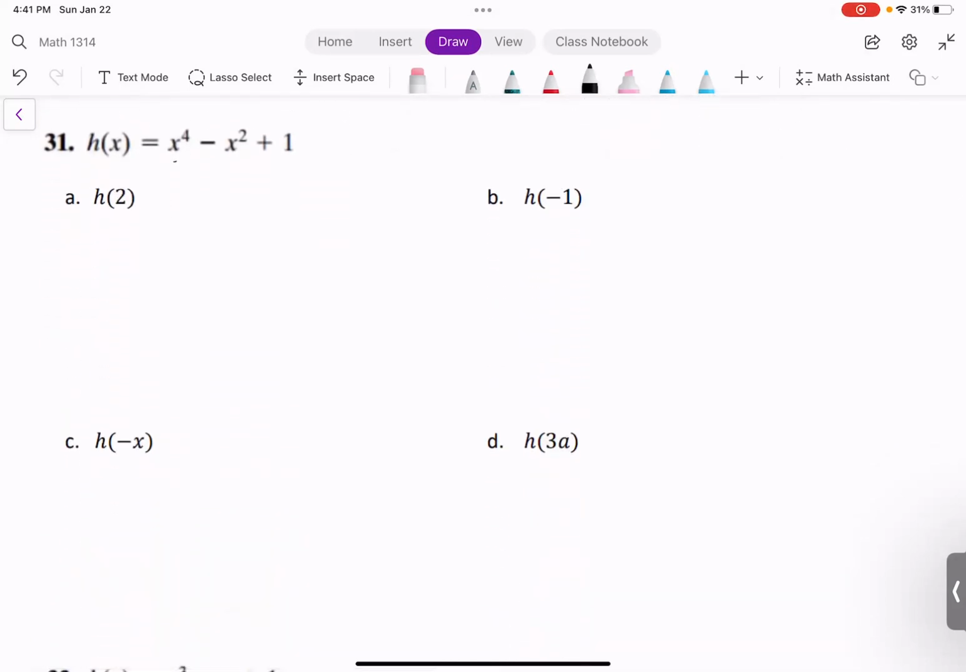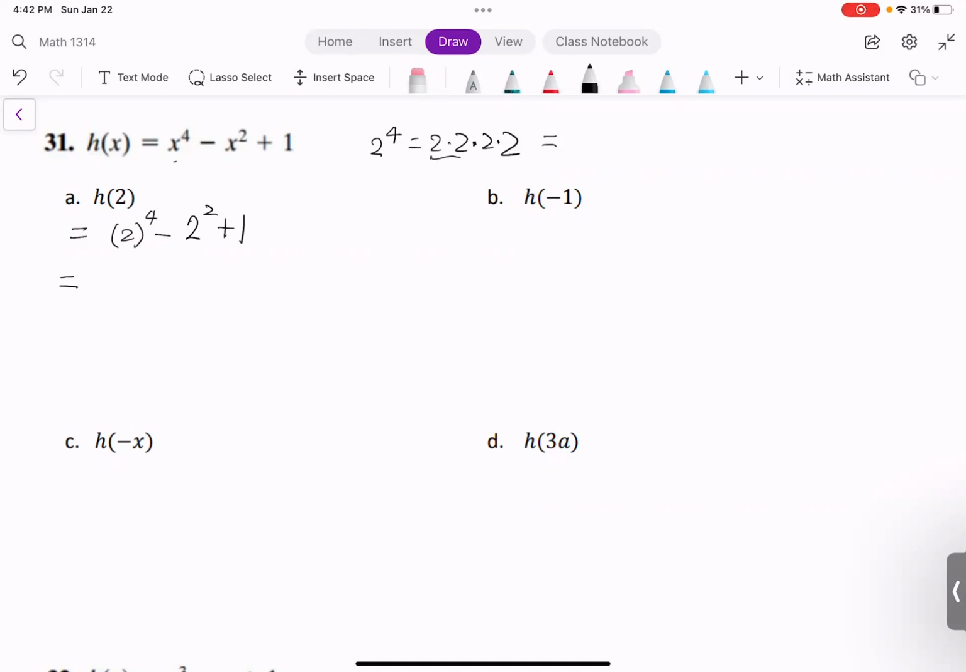h of x equals x to the fourth minus x squared plus 1. Now we are looking for h of 2. The input is 2. So 2 to the fourth minus 2 squared plus 1. What is 2 to the fourth? So 2 to the fourth equals 2 times 2 times 2 times 2, the multiplication of the 4 twos.